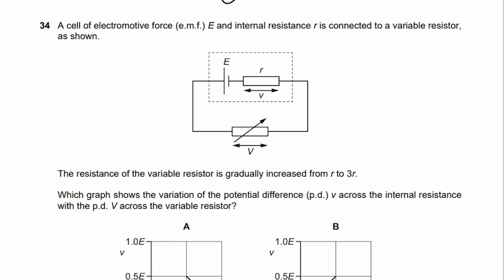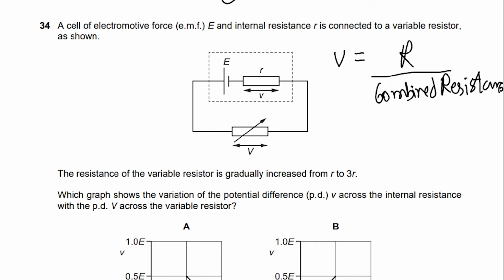In a potential divider circuit, there is a formula. The formula is that the potential difference, let's suppose V, across a resistor is equal to the resistance of that resistor divided by the combined resistance of the two resistors. Okay, so this is the formula, and then we multiply it with the input voltage, which in this case is E. So this is the formula for the potential difference or voltage across any resistor.